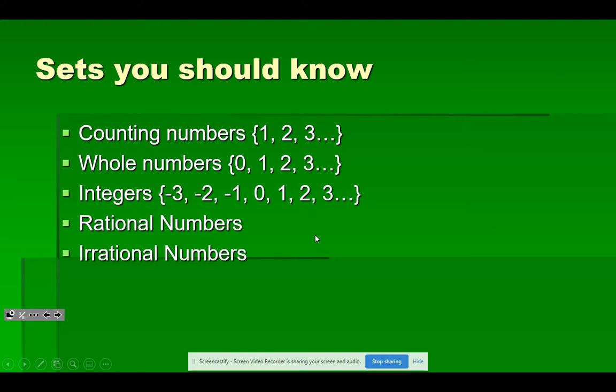When you have the set of integers, you want to think about what a number line looks like. And then we have two bigger sets, the rational numbers and irrational numbers, and we will talk about those more at length as we continue these notes.